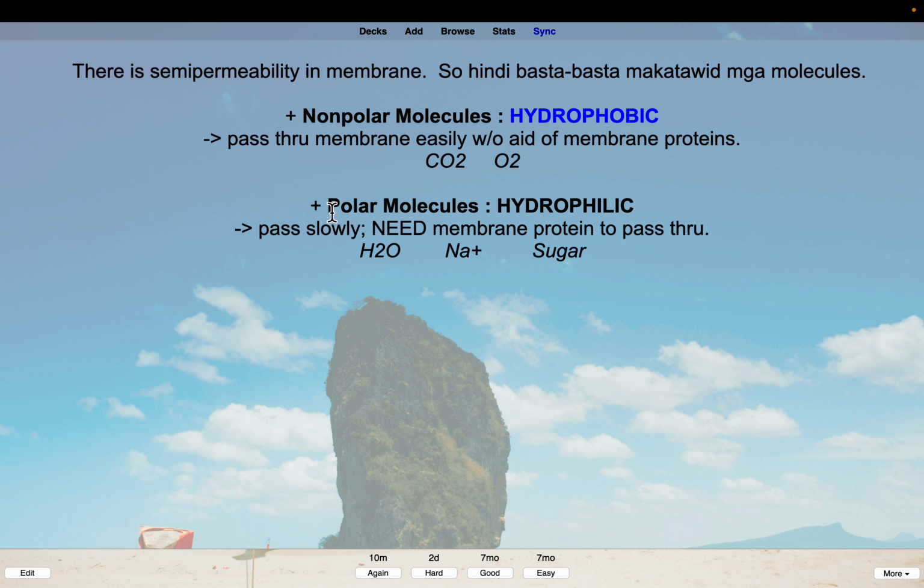Polar molecules, on the other hand, some examples of which are water, sugar, and sodium, pass slowly. They need membrane proteins to pass through. Again, why is sodium here? In a sodium-potassium pump, 3 sodium ions are pumped from inside to outside, so technically it's also here. Sugar is taken in, from outside to inside. Water as well.